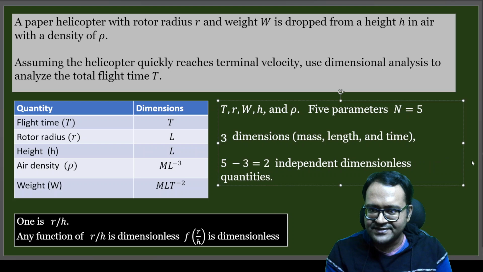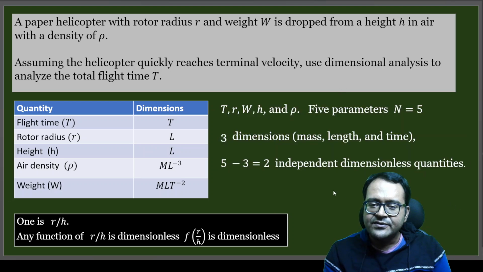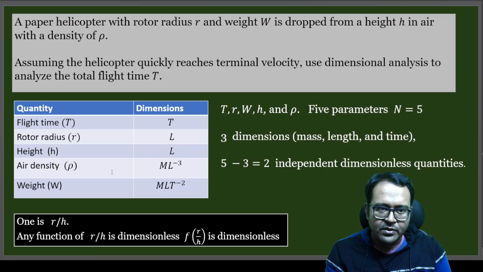So we must have 2 independent dimensionless quantities in this problem. One can be easily seen: r by h or h by r is dimensionless. Of course, the radius and height both have dimension L.